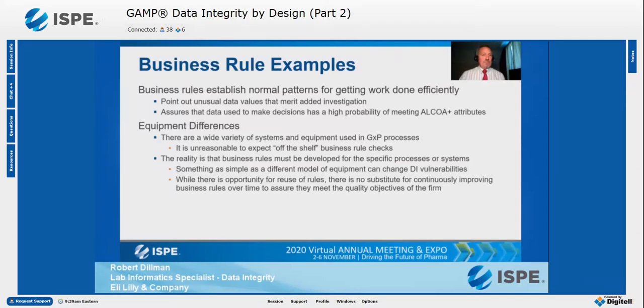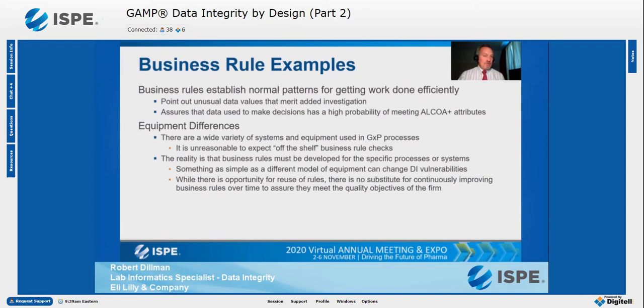Business rules establish normal patterns for getting work done efficiently. They point out unusual data values that merit added investigation, and assure that data used to make decisions have a high probability of meeting ALCOA Plus attributes.